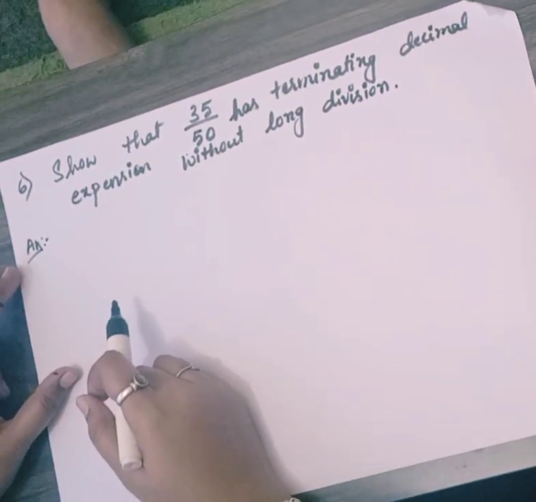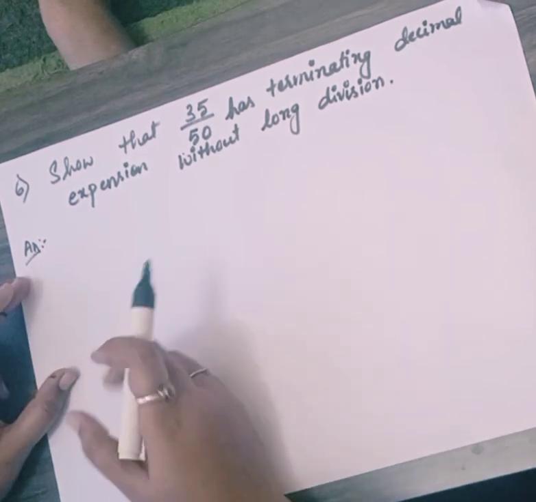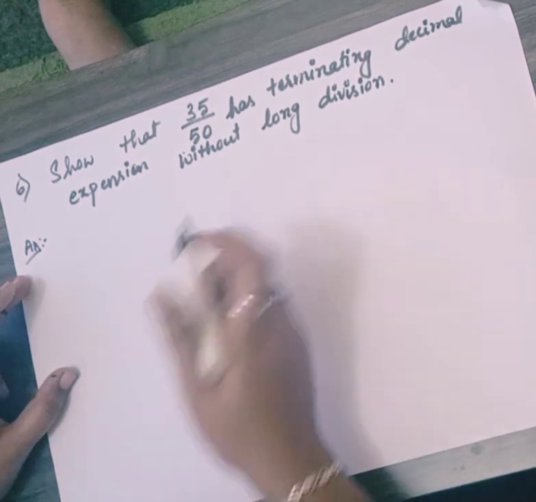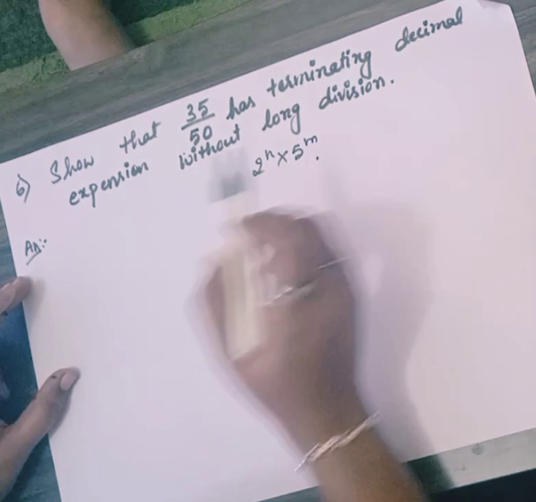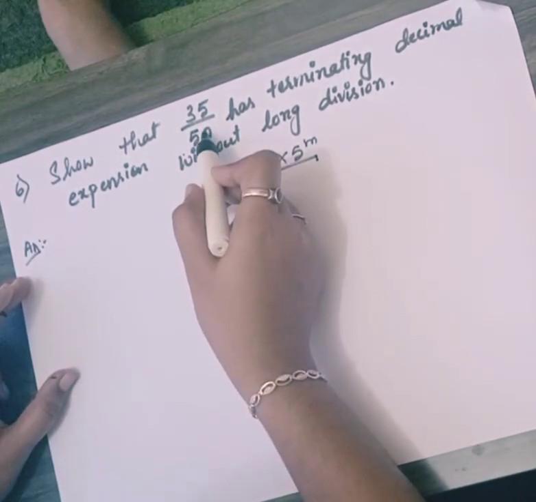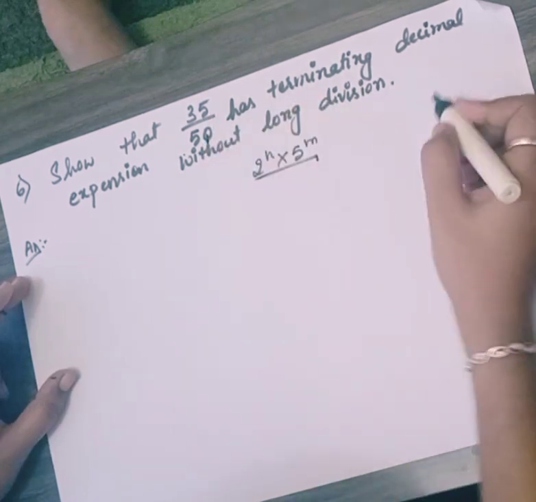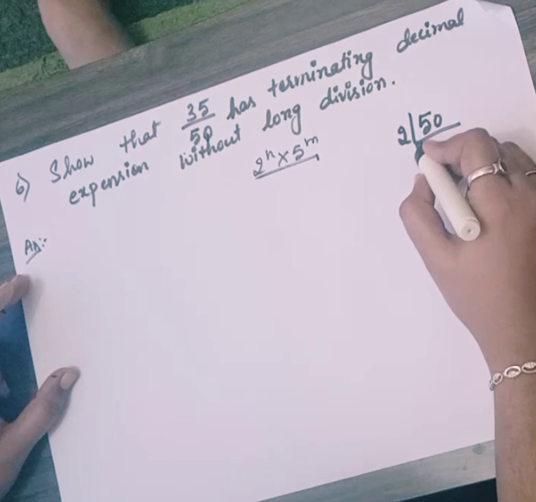Sixth question, show that 35 by 50 has a terminating decimal expansion without long division. For terminating expansion, you need to have that in the form of 2 power n into 5 power m. So therefore denominator needs to be in this form. So therefore I need to check if we will get 50 or not. So first I need to take LCM. So is it divided by 2? Yes.